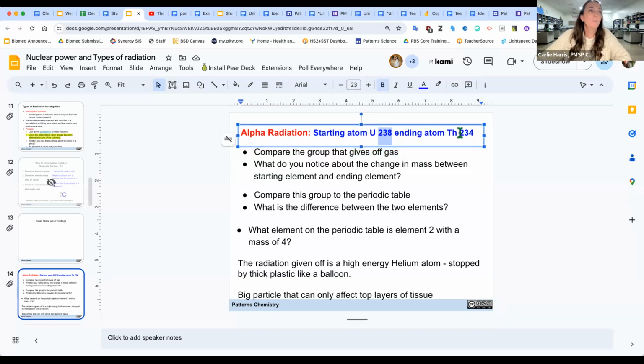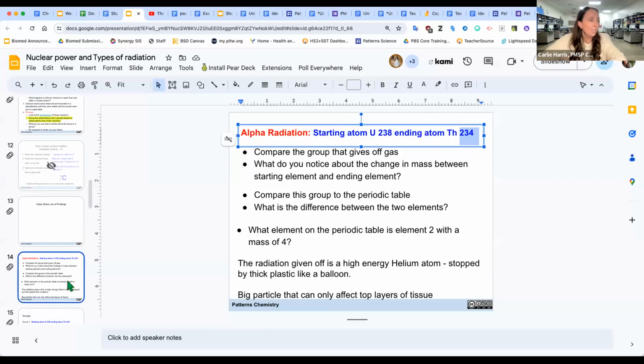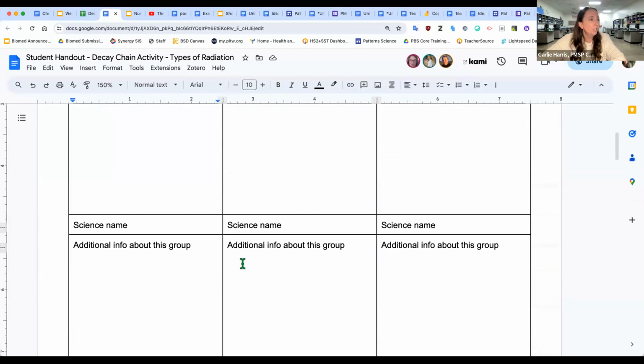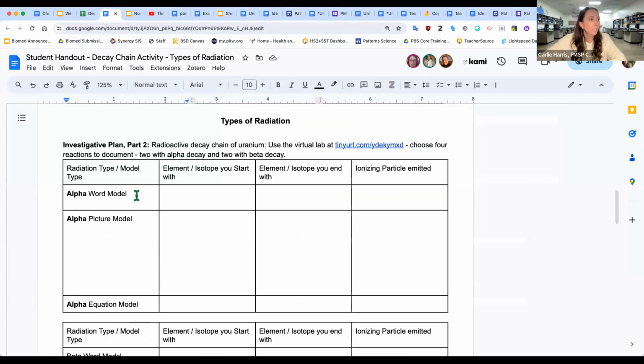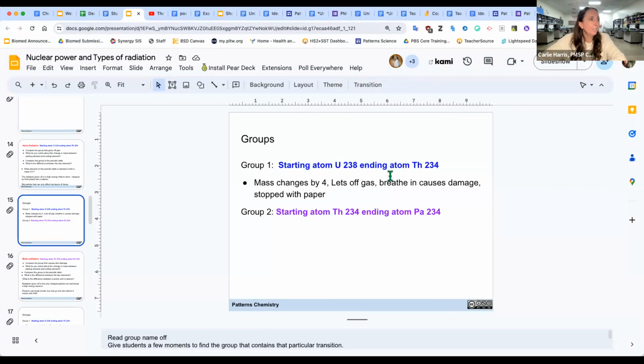And you might need to remind them about what is the mass? How do we know the mass, right? And there's a bunch of questions here to prompt our students. The whole idea is that we're introducing them to alpha decay, or alpha radiation, and they are going to draw some models of this on their handout, right? So this is the handout that they have, and as we are exploring these, they're going to be filling out this information here, and we'll walk them through alpha decay, right?